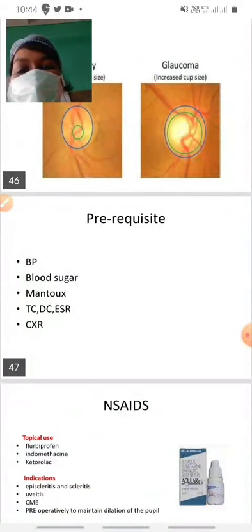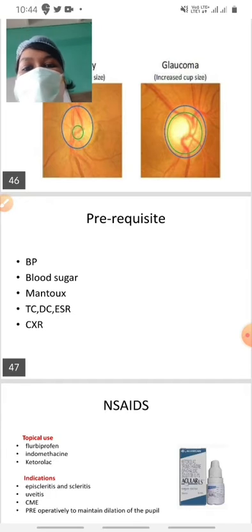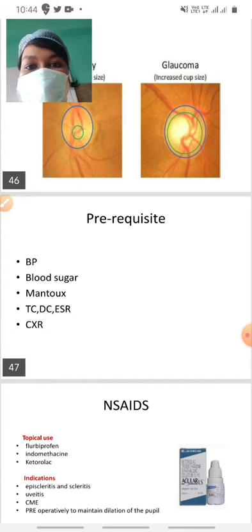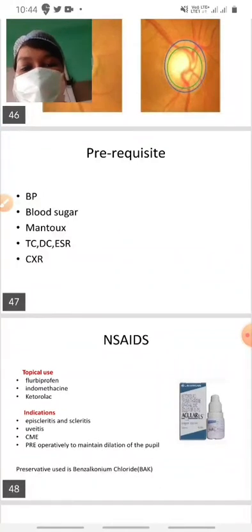So what are the things we should keep in mind, we should look for before prescribing a steroid is, we should note the BP. If the blood pressure is too high, we shouldn't give steroids. If the blood sugar is too high, if the patient is diabetic, steroids should be avoided. And Mantoux test and chest X-ray are for ruling out tuberculosis. In cases of TB patients, we should try to avoid steroids, and we should do a blood examination for total count, differential count, and ESR.